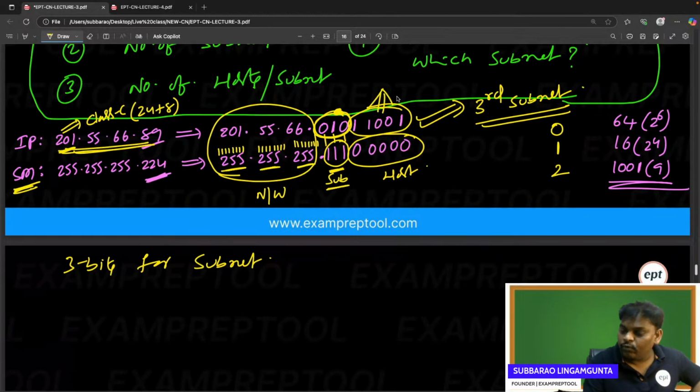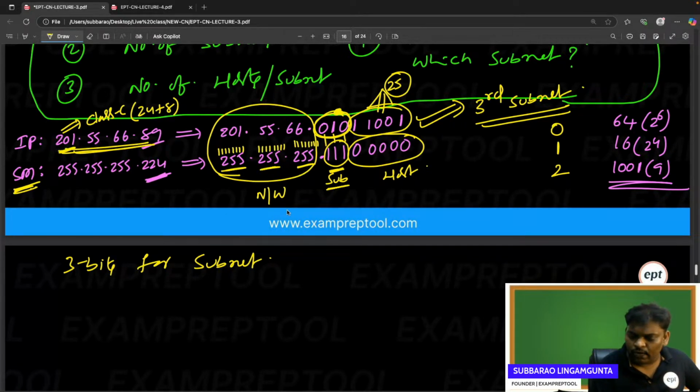If you convert the decimal number, 11001, how much is it? 24 plus 1, 25. Host 25. Host will start from 1 only, you know very well, because the starting one is the subnet ID. Host 1 onwards. So host number 25. Now see one interesting story there.